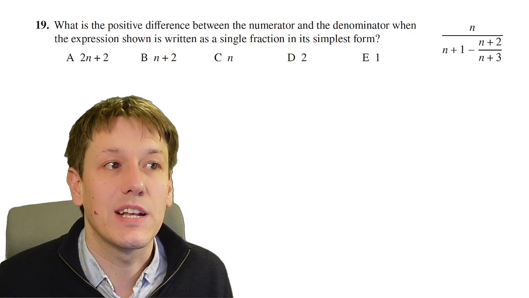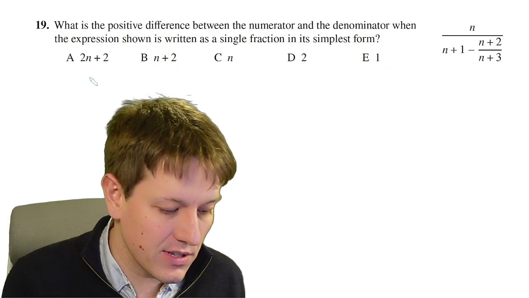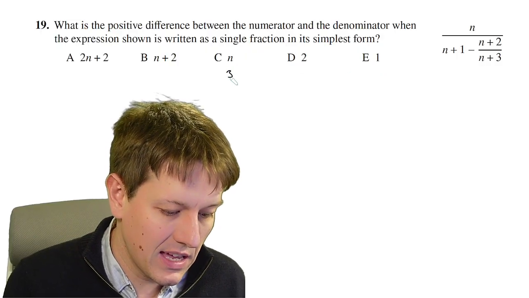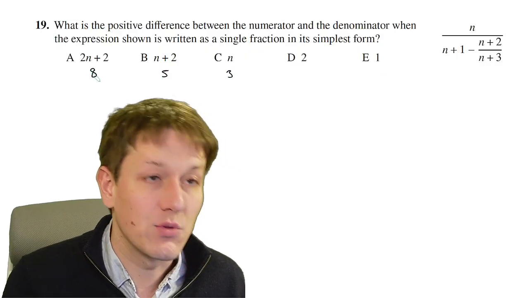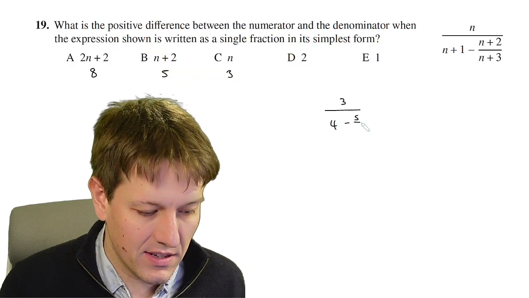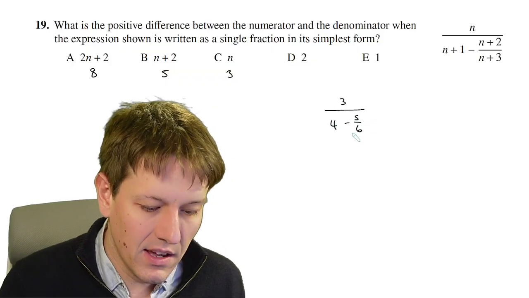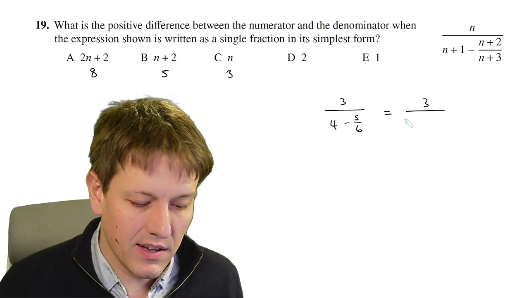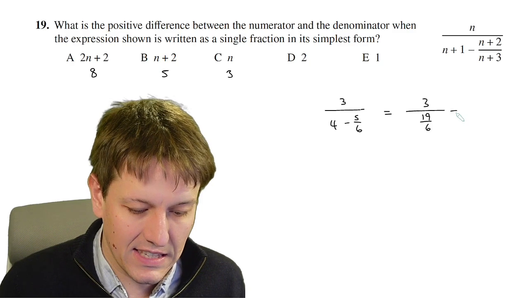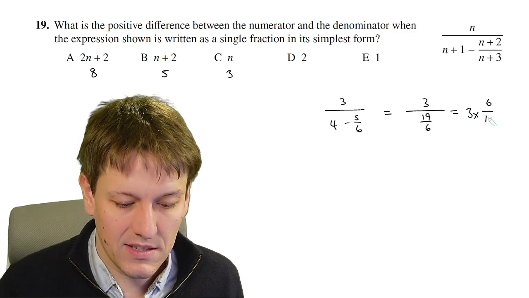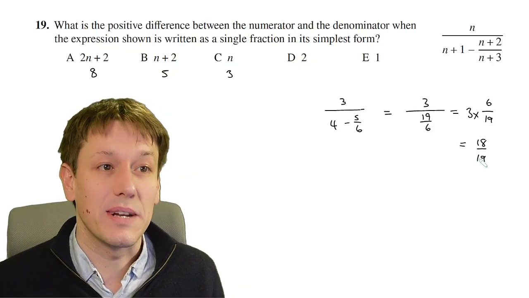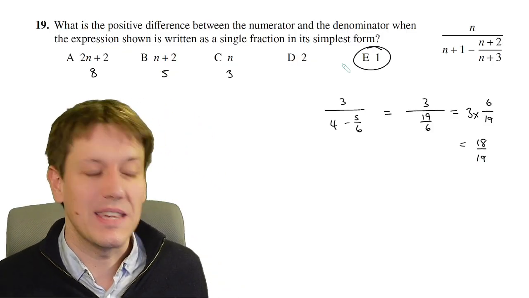So what I need to do is to take a value of n here that makes all of the possible answers different. So the simplest one I think would be, let's take 3, because I've got 1 and 2 here. This option would be 3, this would be 5, and this would be 8 then. And if I just work out 3 over 4 minus 5 sixths, then I will get 3 over, 4 is 24 sixths, so 24 sixths minus 5 sixths will be 19 sixths. So that's 3 times 6 19ths, that's 18 19ths, and the difference between the numerator and the denominator then is 1, and the answer must be E, 1.